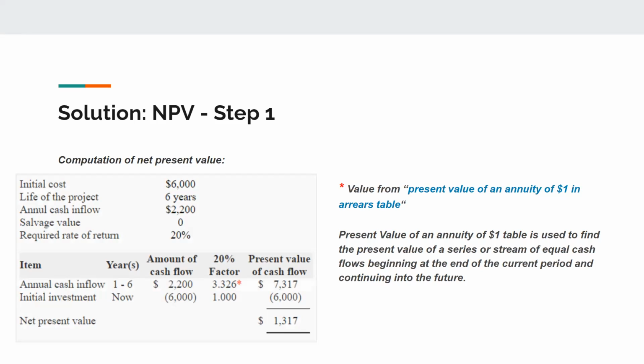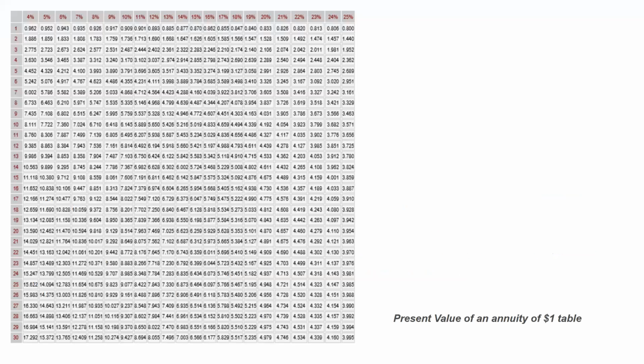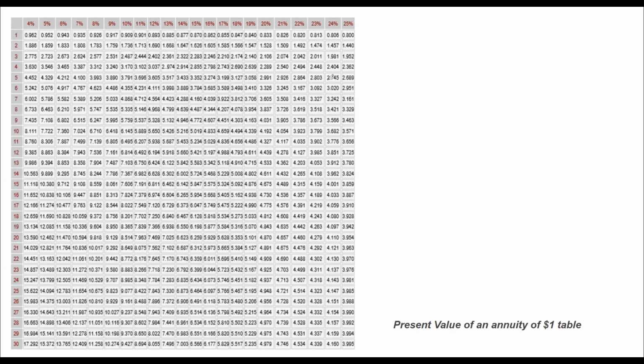There's no salvage value, and the required rate of return is 20%. Now, how are we using this information to work it out? There's something called a present value annuity table of $1. Based on that percentage return that they're talking about, we are looking at 20%. That's what the company wants.